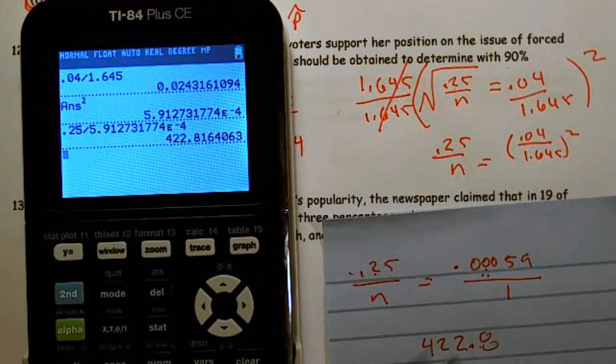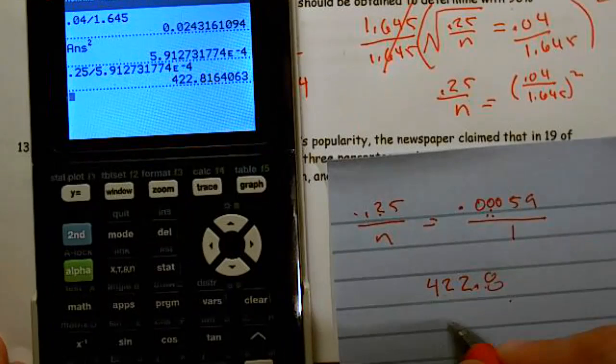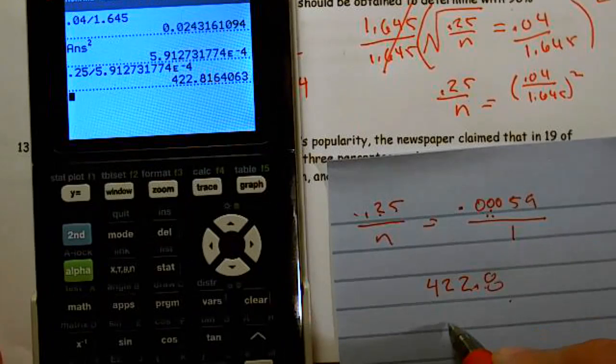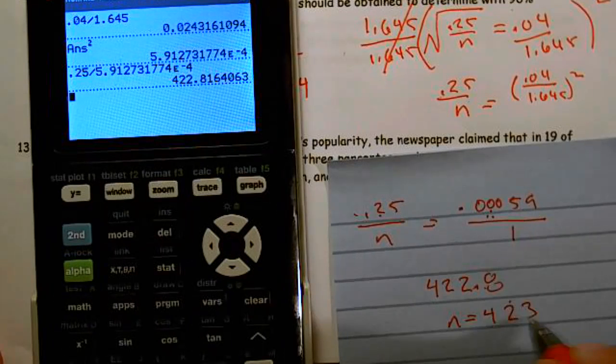422.8. Now this one, it makes sense to round up, but we always round up for sample sizes. Even if this had been 422.001, I still round up. All right, so it equals 423.